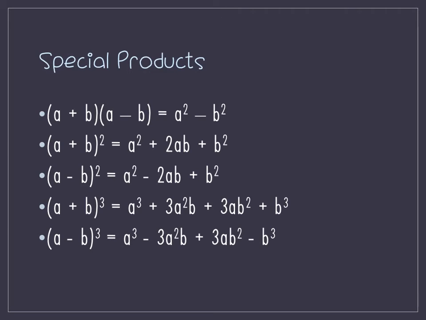If it's a cube, then the cube of the first term is the first. The cube of the last term is the last. 3 times the first term squared, second term to the first, plus 3 times first term to the first, second term to the second. And if it's a minus, what changes is the signs, alternating: the second and last, okay? And again, I don't want to stress you out, because if you don't get these shortcuts, you can simply just multiply the stuff out.